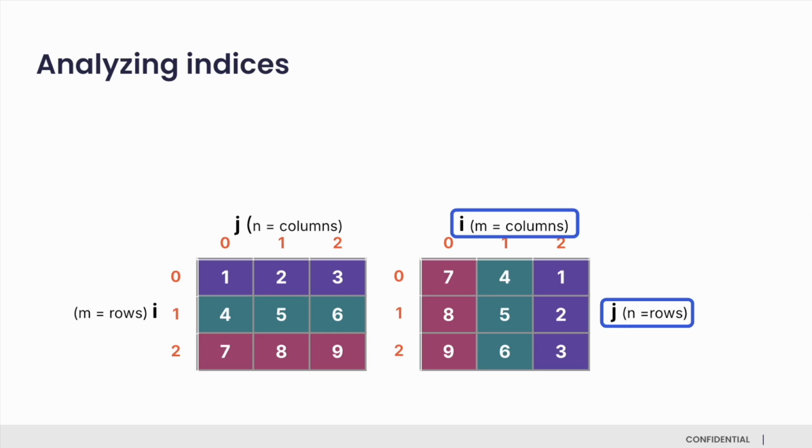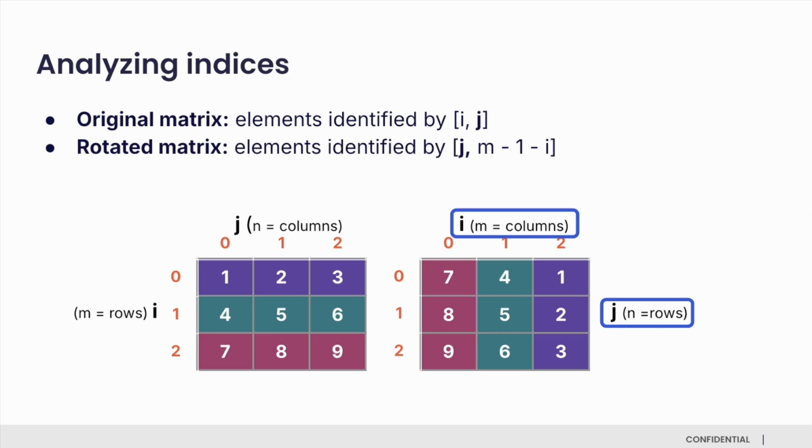Before we get into the numbers, let's quickly look at how the positions of the elements are changing. As I mentioned before, in any matrix, we're going to have two indices to identify the position of each element. In this original matrix, each element is identified by i, j, where i is the rows and j is the columns.